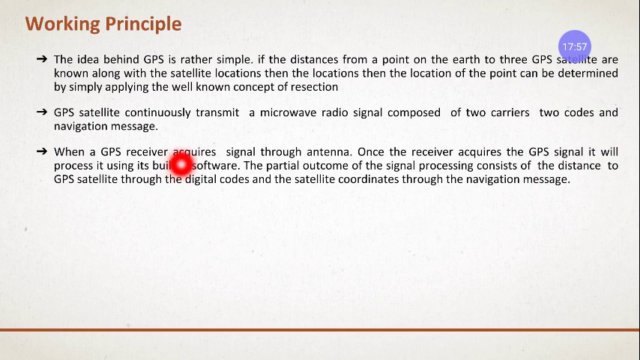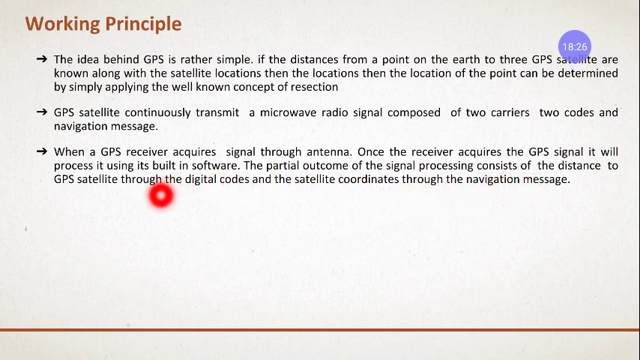When the GPS receiver acquires the signal through the antenna, once the receiver acquires the signals, it will be processed by using inbuilt software, because the receiver will be having software in the GPS user machine. The partial outcome of the signal processing consists of a distance to the GPS satellites through digital codes and satellite coordinates through the navigation codes.